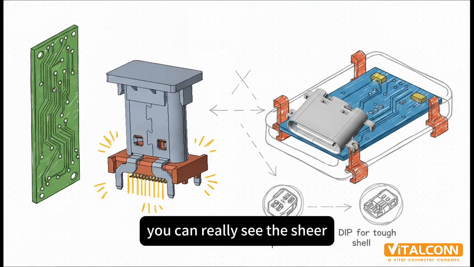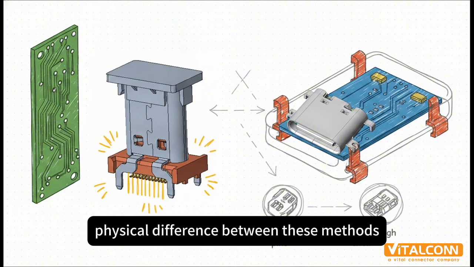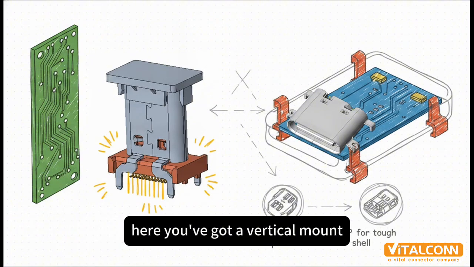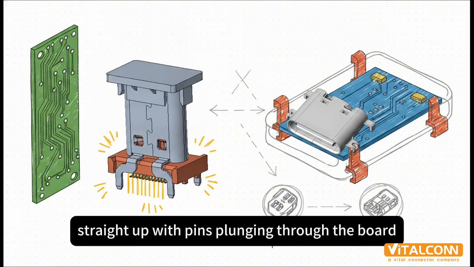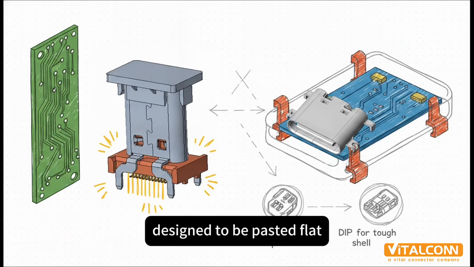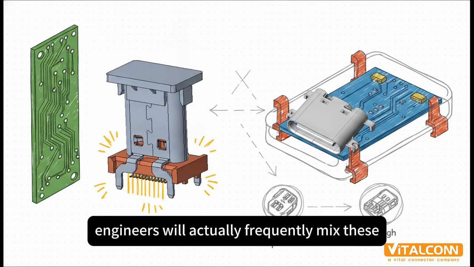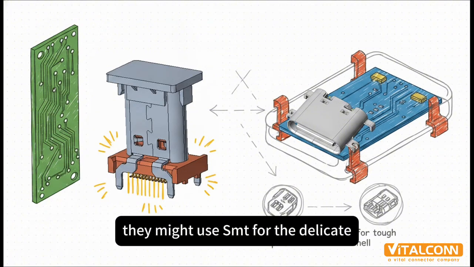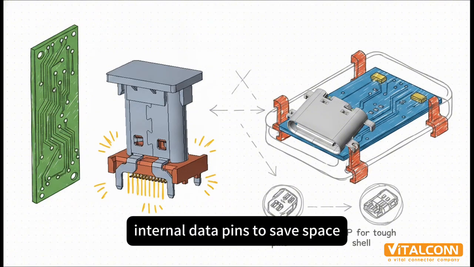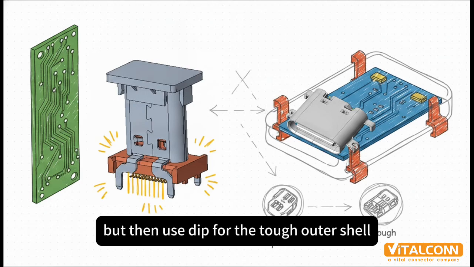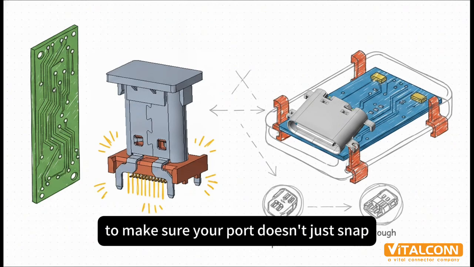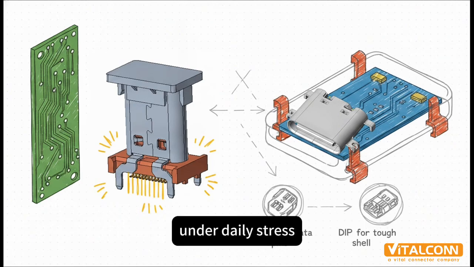You can really see the sheer physical difference between these methods here. You've got a vertical mount designed to stand straight up with pins plunging through the board, compared to a horizontal model designed to be pasted flat. Engineers will actually frequently mix these. They might use SMT for the delicate internal data pins to save space, but then use DIP for the tough outer shell to make sure your port doesn't just snap under daily stress.